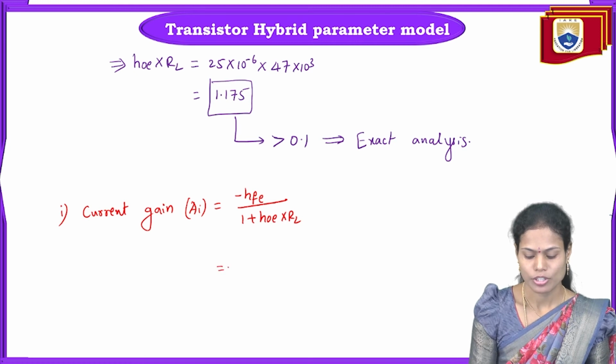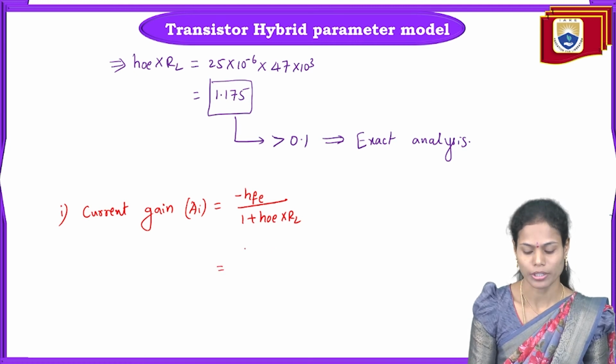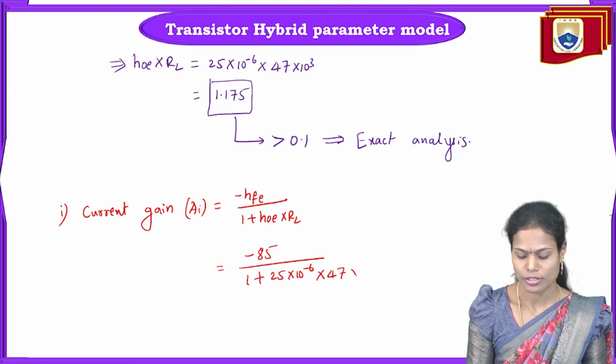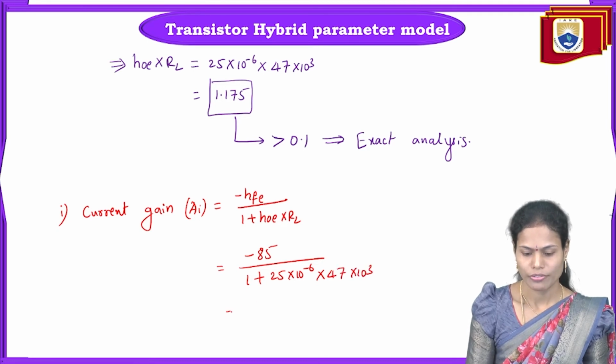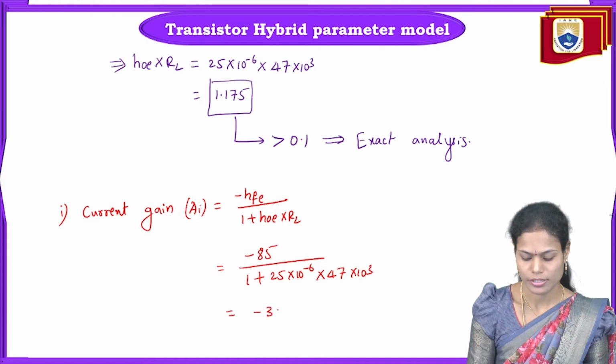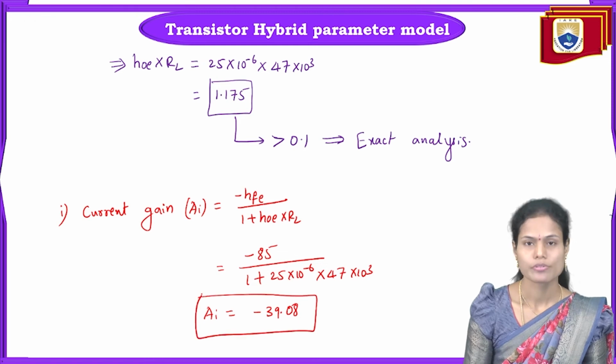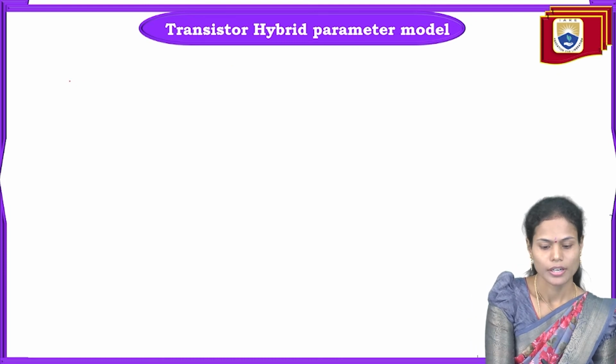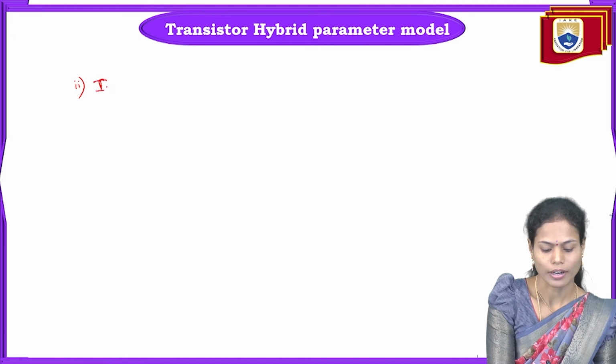So here, substitute the values of all the parameters. The HFE value is given as 85, so minus 85, divided by 1 plus the HOE value, which is 25 into 10 power minus 6, times the load resistance value of 47 kilo ohms. If we simplify this, we get minus 39.08. So this is the current gain for the given circuit. And the second parameter is input resistance Ri.